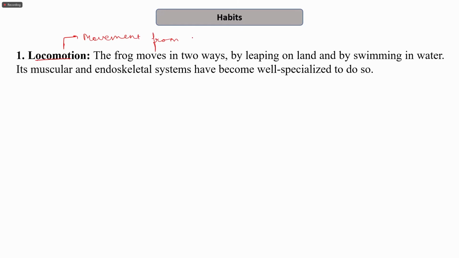Movement from one place to another. So the frog moves in two ways, by leaping on land and by swimming in water. We know that frogs are amphibians. Therefore, they live on land as well as in water.